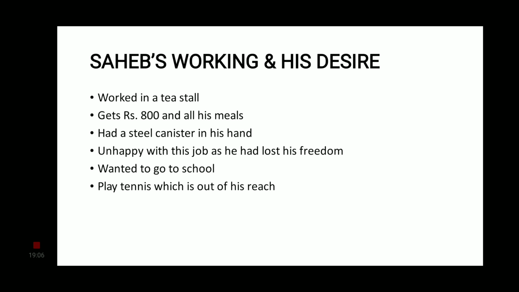He wanted to go to school. His desire was to go to school to study. His desire was to play tennis, which is out of his reach. But unfortunately, he was either a rag picker or he was working in a tea stall.